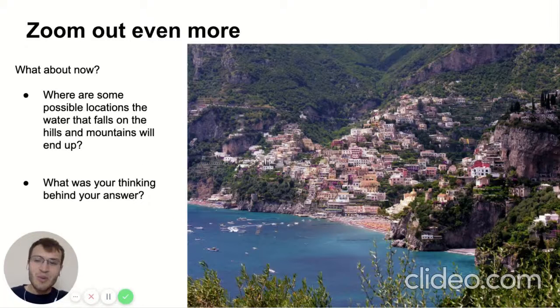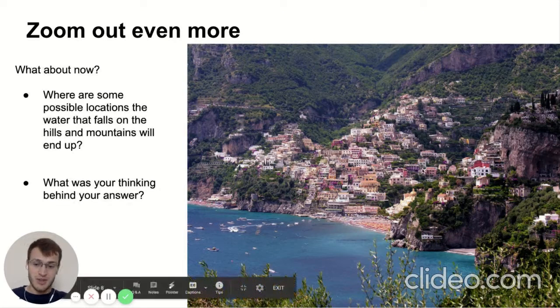All right, if we zoom out one more time, and now we're going to think about this town on a mountainside. I think this is a town in Italy, but looking at this town, if rain falls in these mountains, where are some possible locations the water is going to end up? And again, what was your thinking behind your answer?